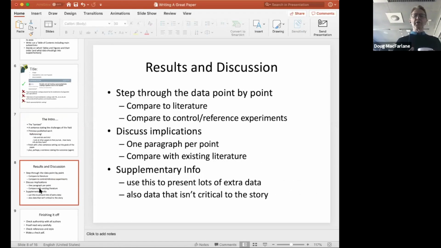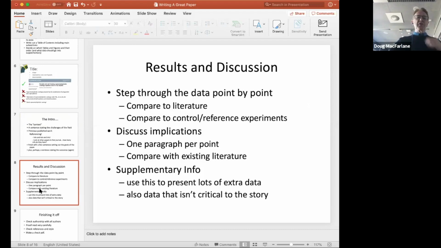Let's go on to the results and discussion. I've skipped experimental. Experimental should hopefully be straightforward, and you should simply follow the style of the literature of the journal, I should say, in understanding how to write that experimental. And it's also very common for expanded experimental details to appear in the supplementary.